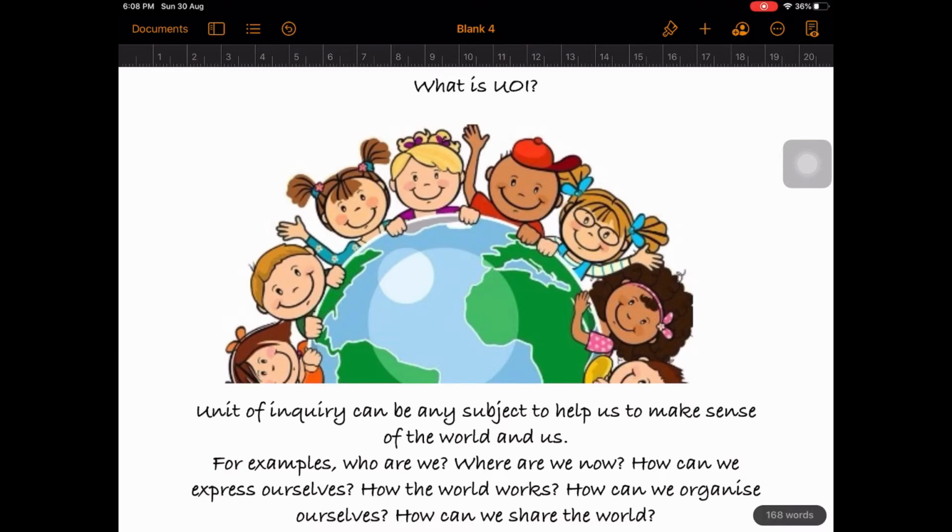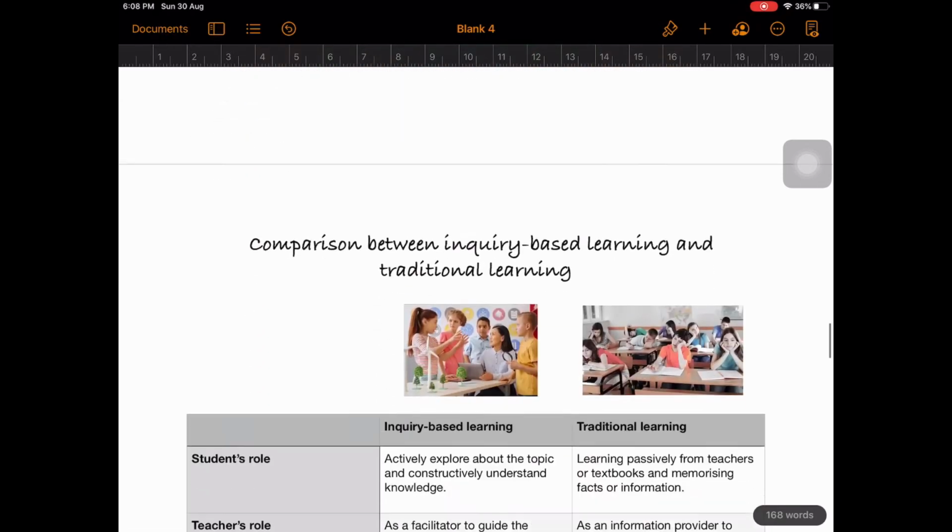UOI is not a single subject. Instead, depending on the inquiry we make, it may involve several subjects. For an example, what is a language? It involves studying English, Chinese, French, German, etc. And how can we make a sound? That is biology, and history of how a language changes over time. That is history. What language is spoken by which country? That is geography.